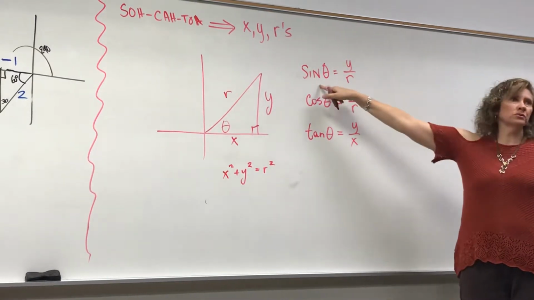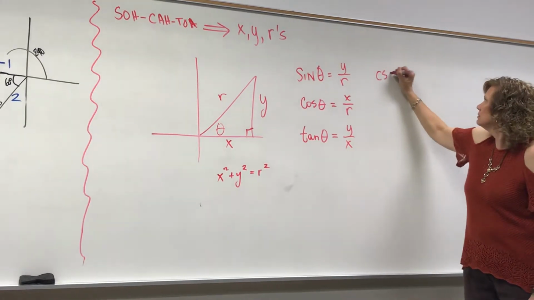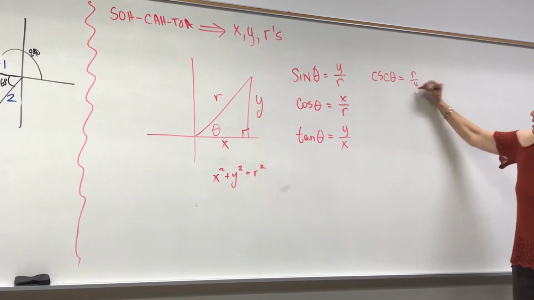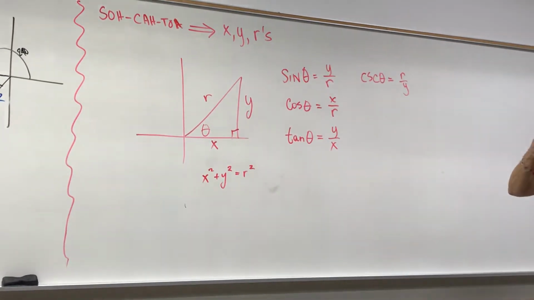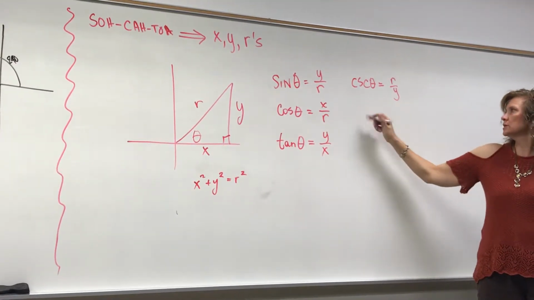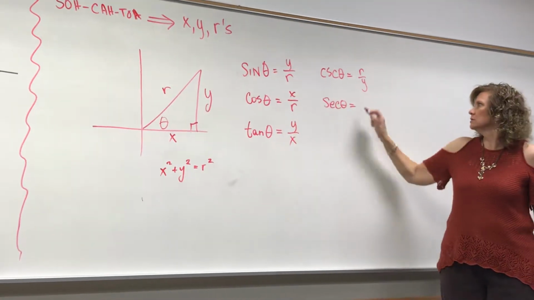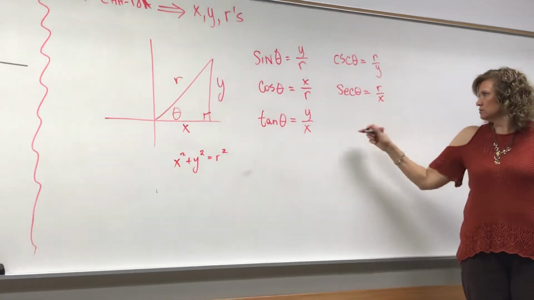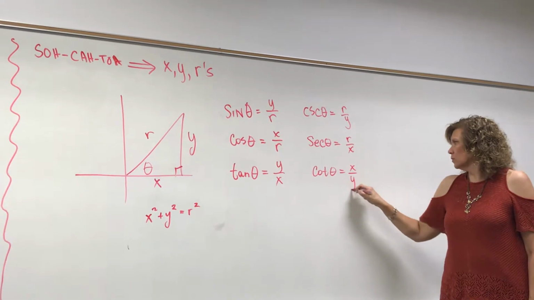What's the reciprocal of sine? I forget. Cosecant. So cosecant is r over y. Do I have to memorize that? No, I just need to know sine and cosecant are reciprocals of each other. Cosine's reciprocal is? Secant. So the secant of theta is r over x. Tangent of theta, its reciprocal, cotangent, x over y.